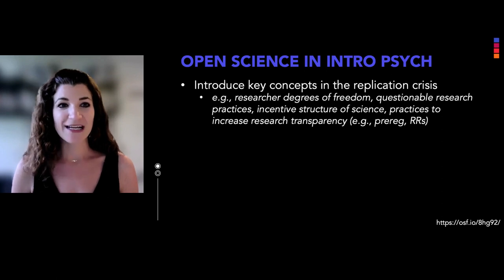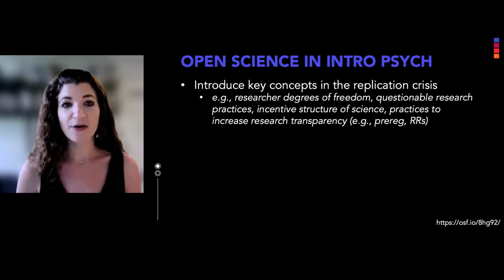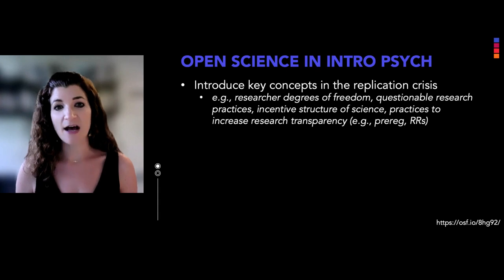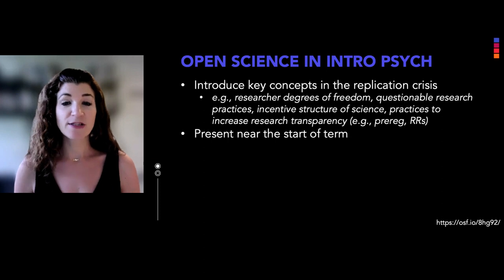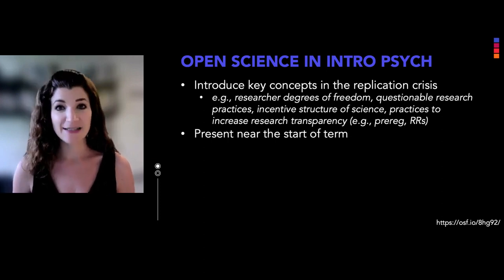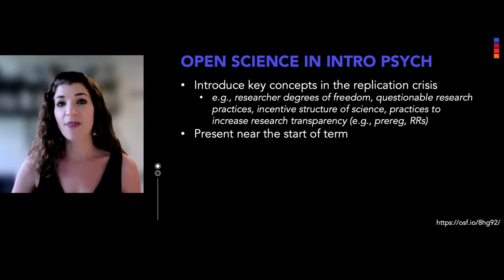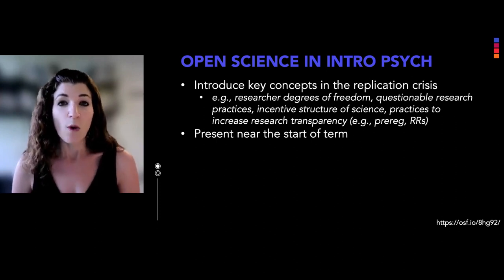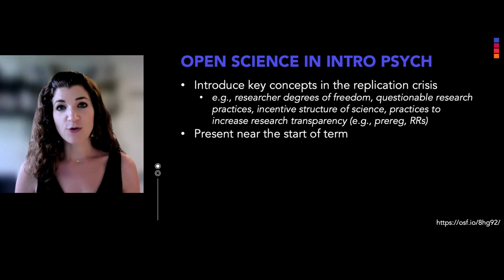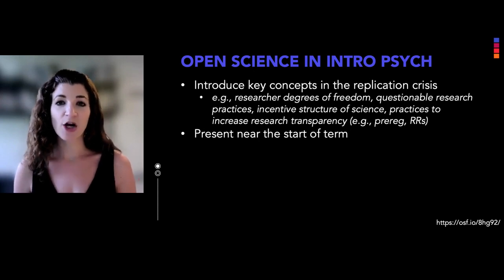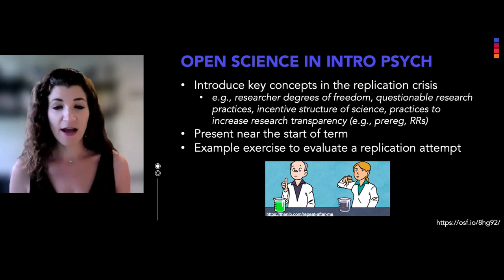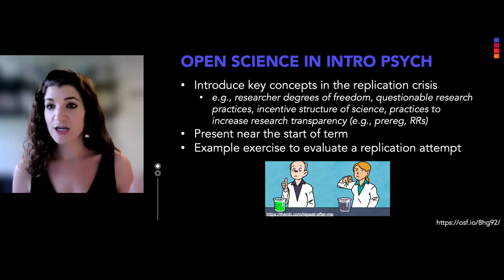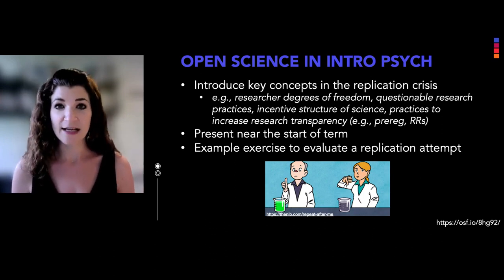In the introductory course that I teach, I assign a reading and devote a class period to teaching about key concepts in the replication crisis and the credibility revolution. I do this near the start of term so that I can be referring back to the content that we established in that class throughout the rest of the class. One of the exercises that I regularly use asks students to compare an original study and a failed replication. And I do this as a way of trying to make very concrete some of the concepts that we talked about related to replication and measurement and the incentive structure of science.